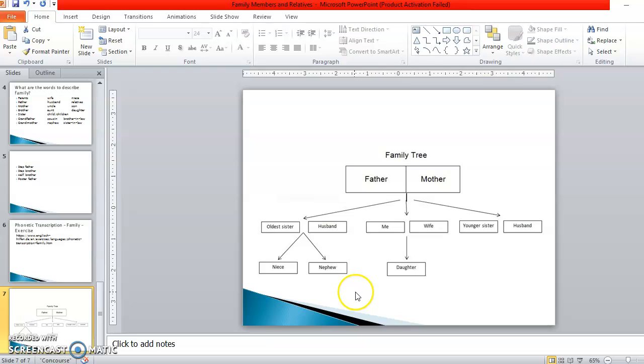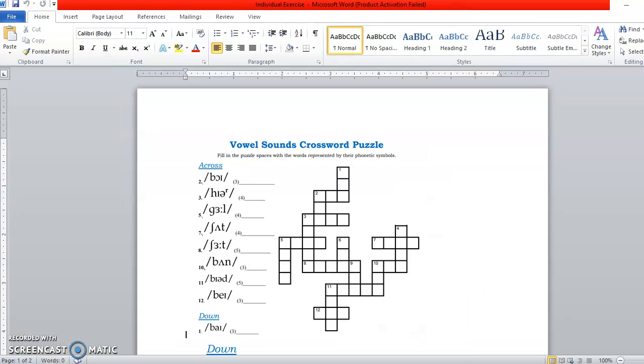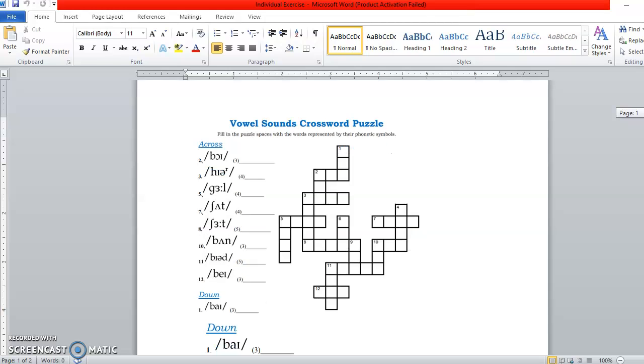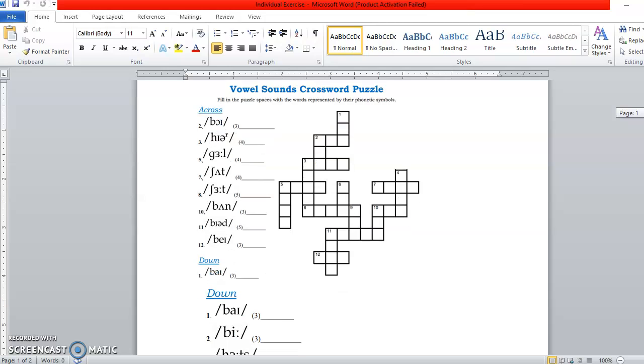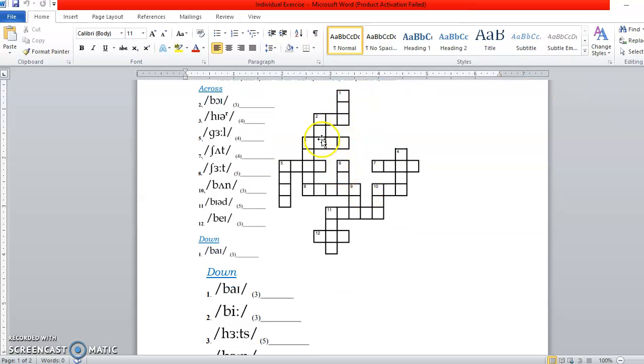Okay, so now what's the next thing that you need to do? There is a file I've already attached, and there are two exercises. The first one is about a crossword puzzle. That's easy. You see the box, okay? So across, I believe you like playing crossword. Just complete the crossword puzzle boxes with, for example, number two across. So what is the word? This is the phonics symbol. You just need to type the real word. So right here, for example, this is boy, B-O-Y.